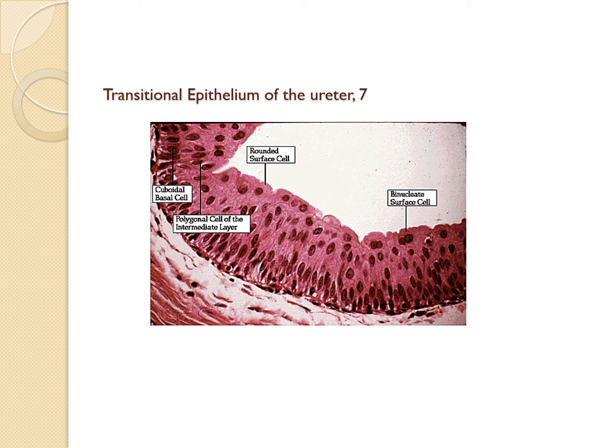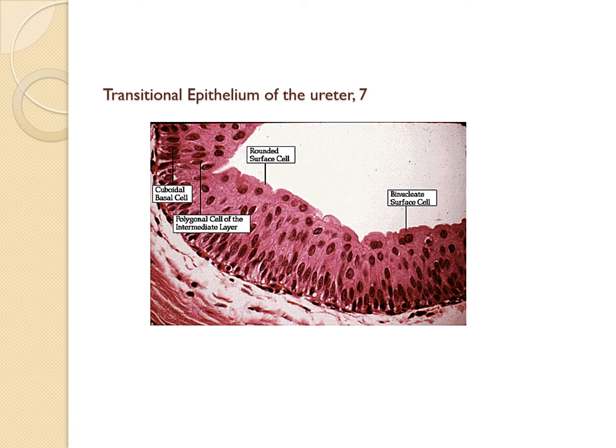It differs from stratified squamous epithelium in that the cells at the surface are not squamous. The deeper cells are columnar and cuboidal, and the middle layer is made up of polyhedral or pear-shaped cells. The surface layer is enlarged and often shaped like an umbrella. So this type of epithelium is given the name transitional epithelium.